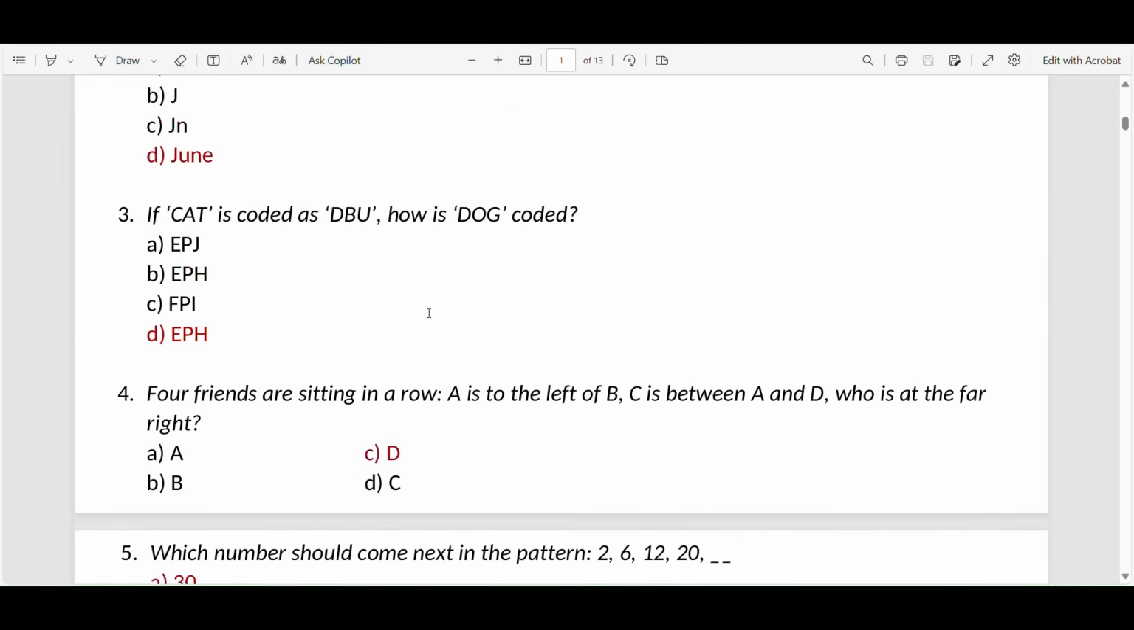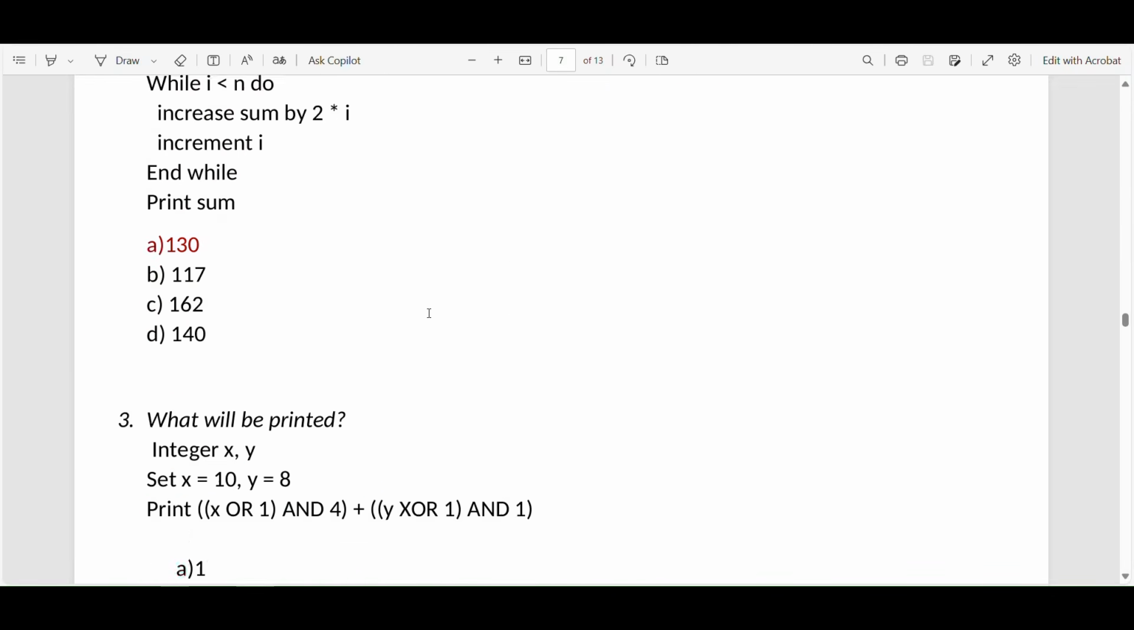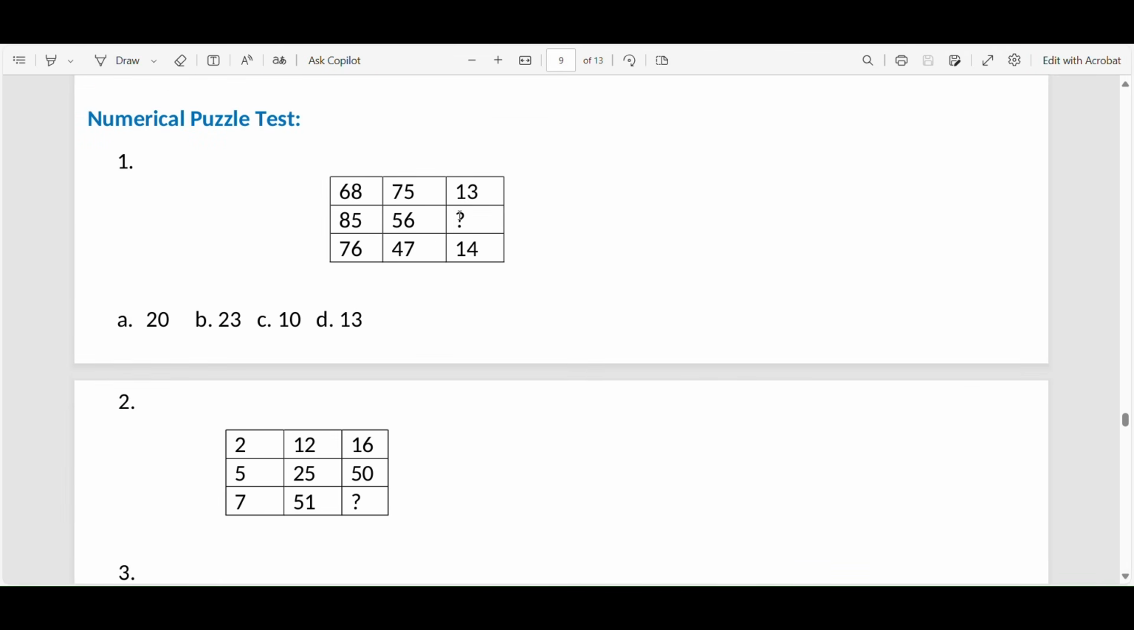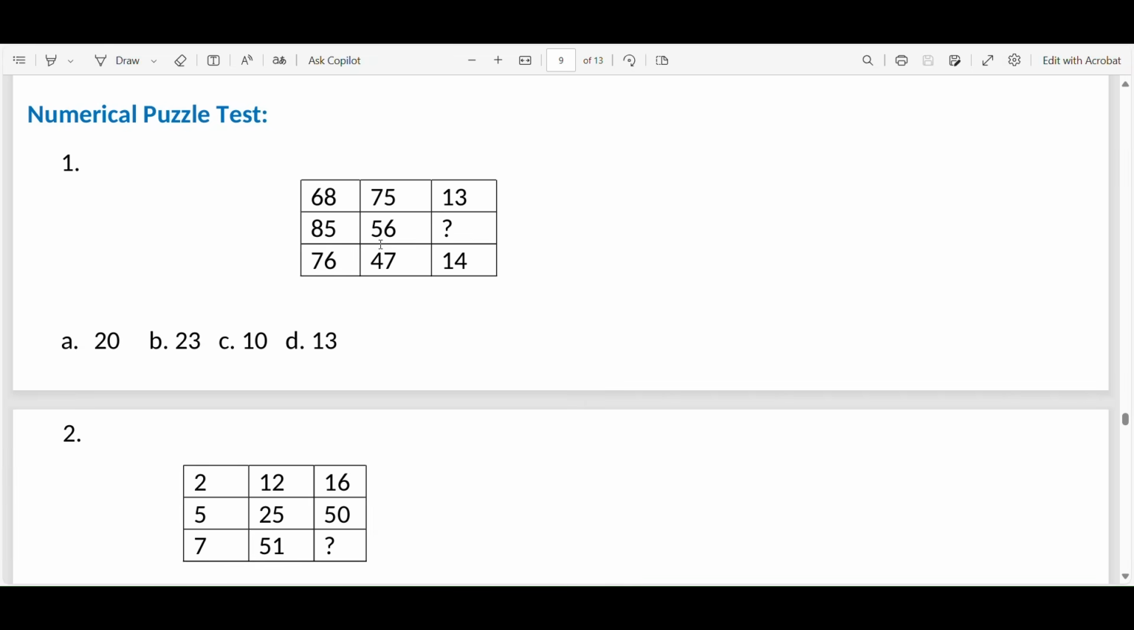Now let's go to the numerical puzzle test. Here you are given puzzles where you need to find the missing element or missing number. We are given a table with some numbers in it, and you need to find out what is missing.